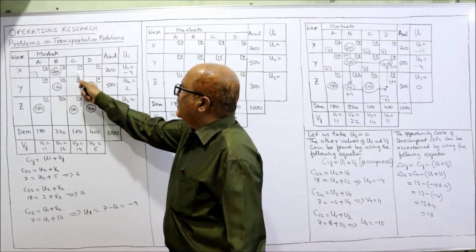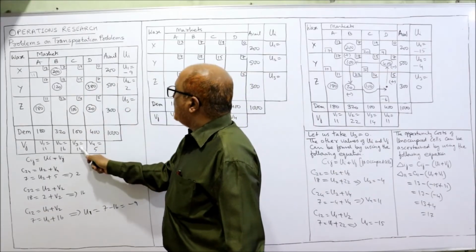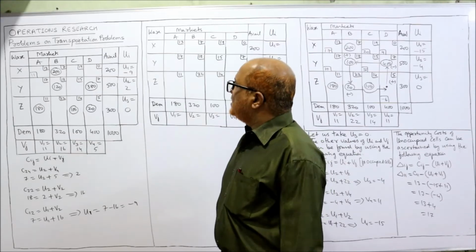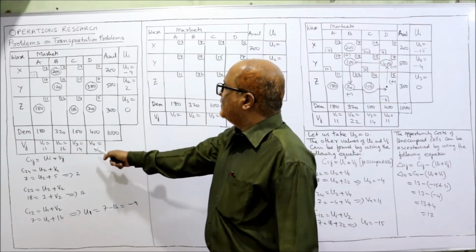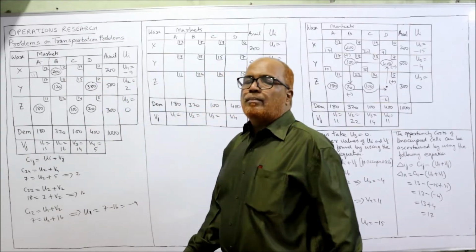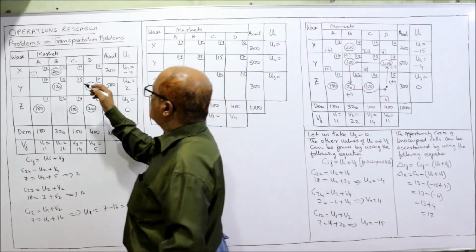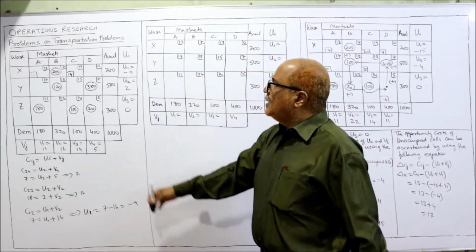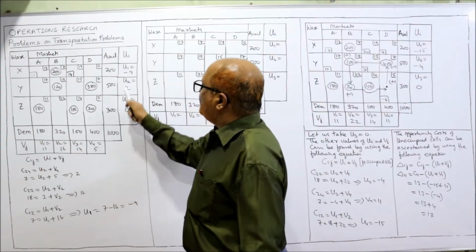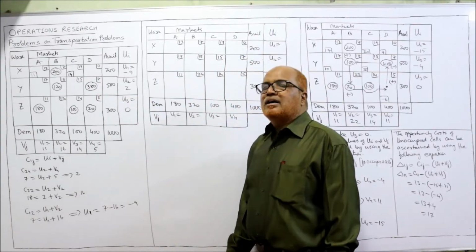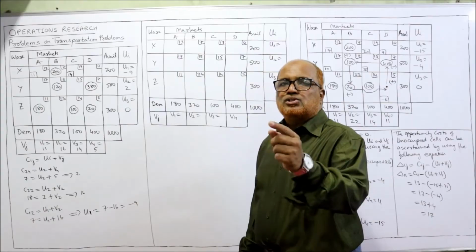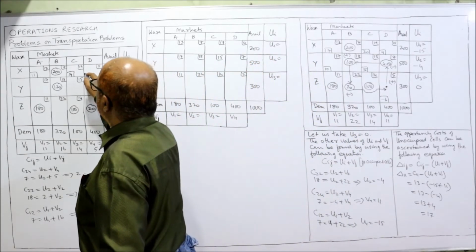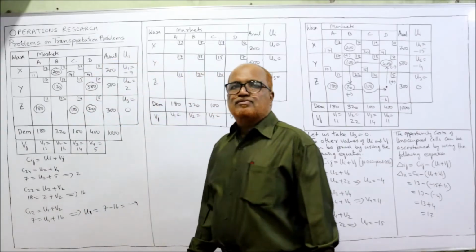Similarly in this cell, the Cij is 19. ui plus vj is 14 minus 9, that is 5. So 19 minus 5 is 14. So again we got positive opportunity cost. Now 0 minus (5 minus 9). 5 minus 9 is minus 4. So 0 minus minus 4 will become plus 4. Again positive sign.